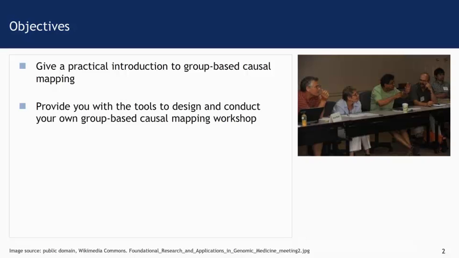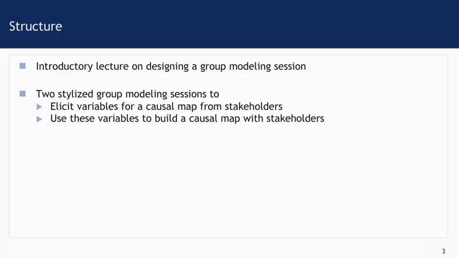The objectives for this module are to give you a practical introduction to group-based causal mapping and to provide you with guidelines and tools to design and conduct your own causal mapping workshop. We will begin this module with an introductory lecture that will lay out the key principles for planning a group modeling session. After we have gotten the lay of the land in the introductory lecture, we are going to work through 2 stylized group modeling sessions that will be presented as animations to show how to practically lead a group modeling session and solve problems that might occur in the process.